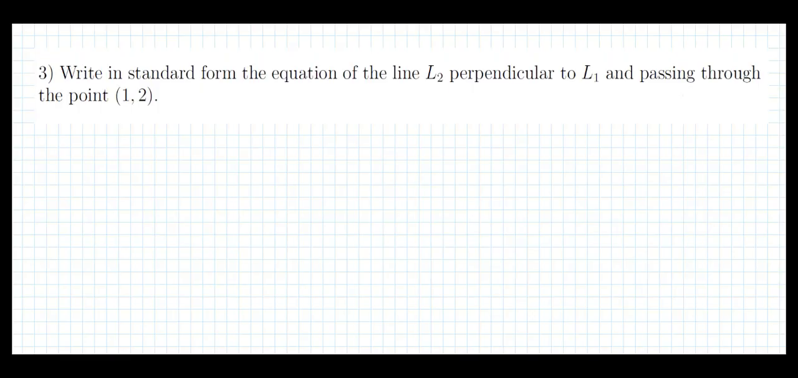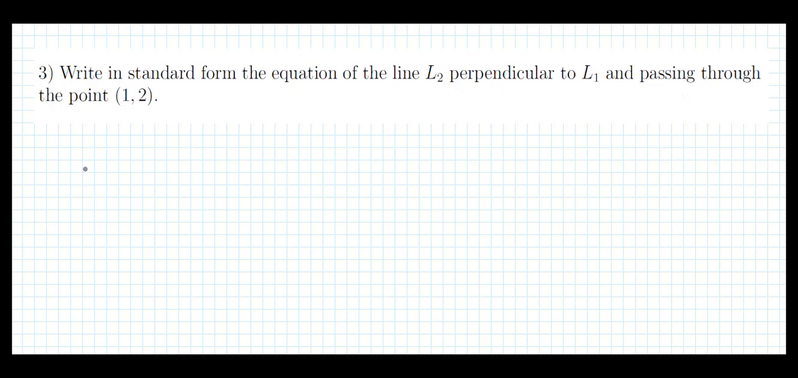In the third question, we should write in standard form the equation of the line L2 perpendicular to L1 and passing through the point (1, 2). So, to answer this question, we should make a small action plan. Here in this question, students must know that there are some steps. Students have to decompose this question in 3 or 4 steps and make a small diagram in which they will write the first step, the second step, and so on.